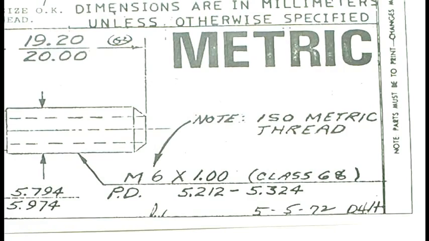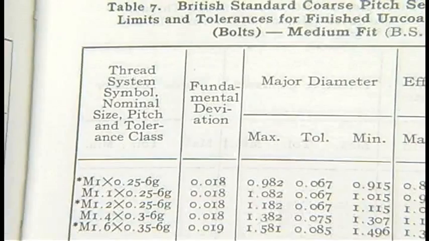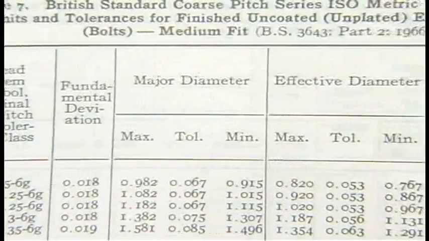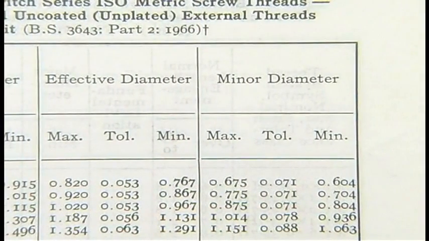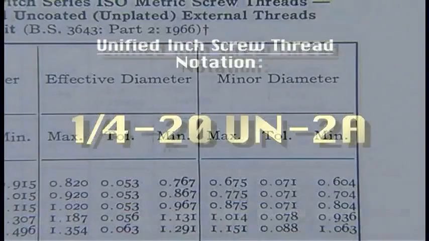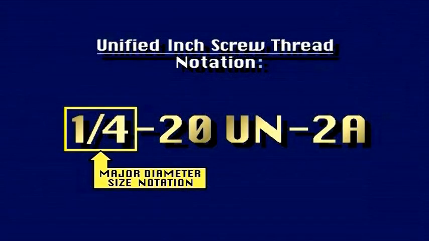On some prints, you will find the measurable tolerance limits for a threaded feature listed along with the thread notation. If those tolerances are not provided on the print, you will need to find the measurable tolerance limits in a reference manual, such as Machinery's Handbook. The first number in this inch thread specification, therefore, represents the size notation of the major diameter of the thread, not the actual nominal size of the major diameter.